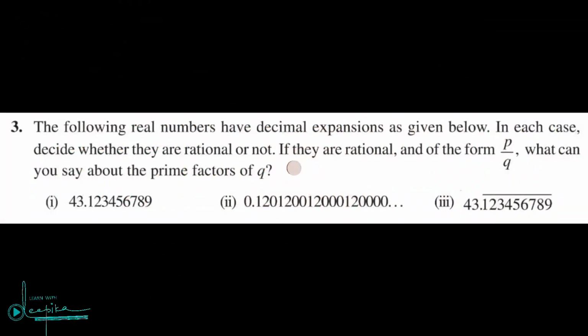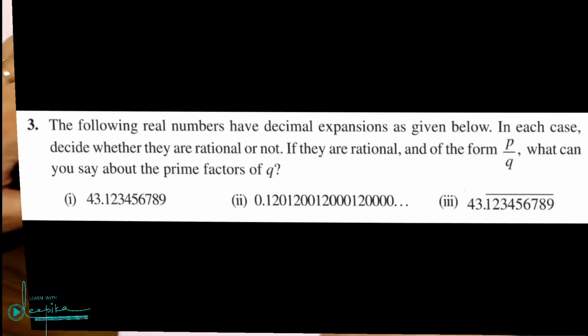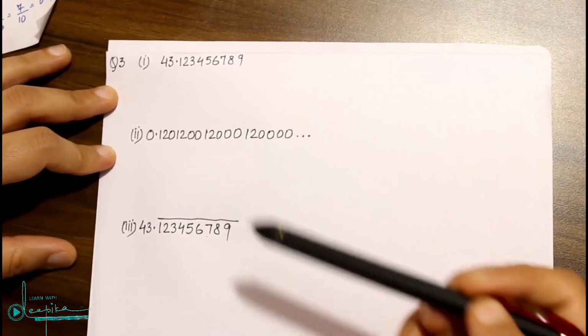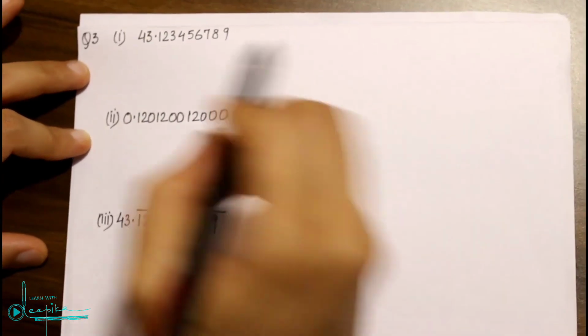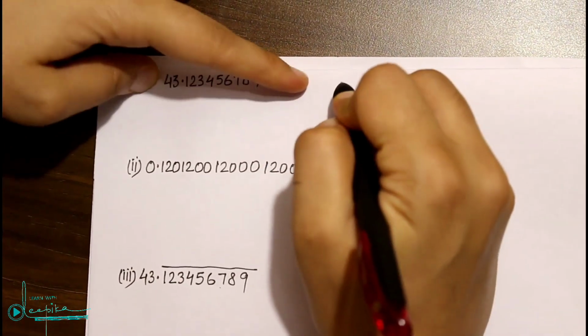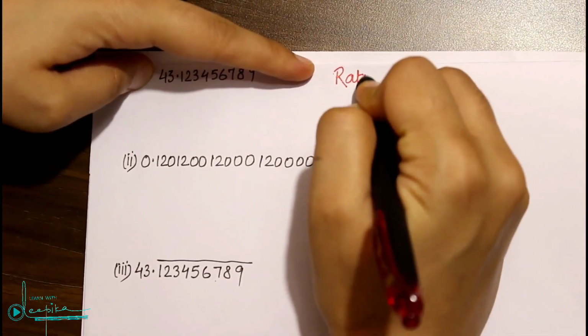Question number 3. The following real numbers have decimal expansions as given below. In each case, decide whether they are rational or not. If they are rational and of the form p by q, what can you say about the prime factors of q? In this question, first you have to check which of the following are rational numbers. Like in the first part, you can say it is terminating, so that's why it's a rational number.